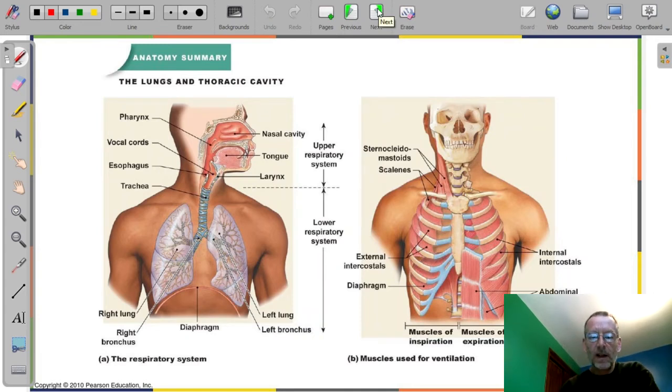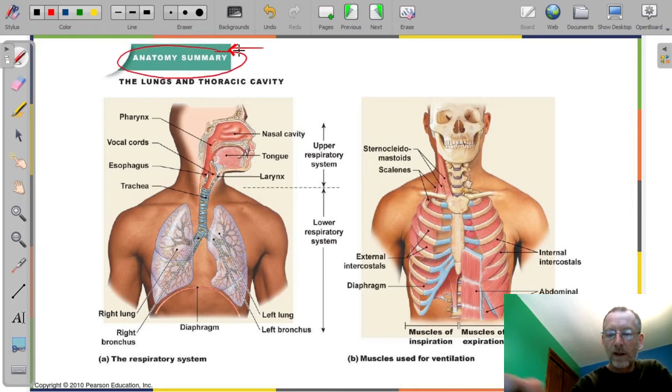This slide is taken out of another book, but there are 4 slides, I believe, in this slide set that have this anatomy summary heading to them. I think there's 6 or 8, A, B, C, D, E, etc. And I would like you to know all of it.